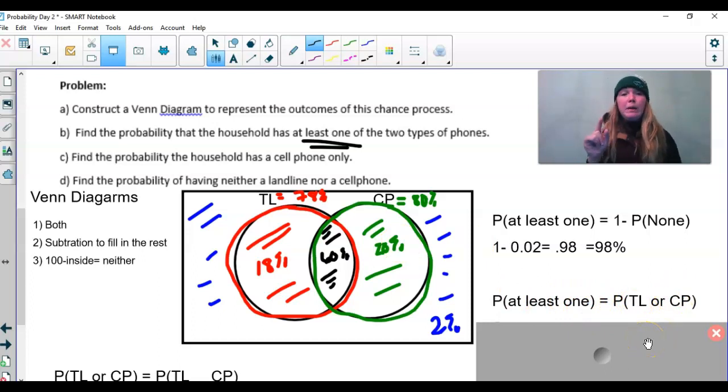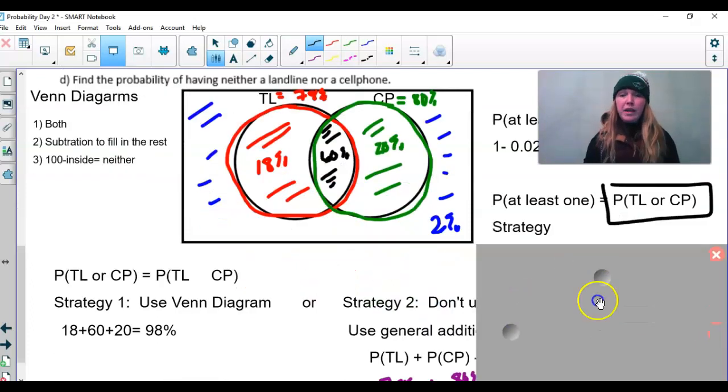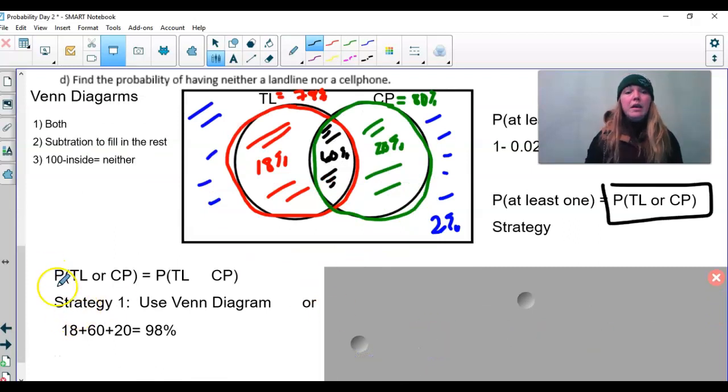So if they would have rephrased it, instead of saying "at least 1," they could have said, what's the probability people own a traditional landline or a cell phone? They could have phrased it this way. If they phrase it that way, there are 2 strategies for you guys, okay? The probability of a traditional landline or a cell phone is equal to the probability of the traditional landline in union with the cell phone.